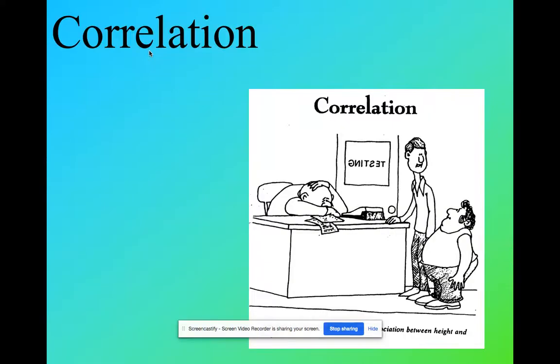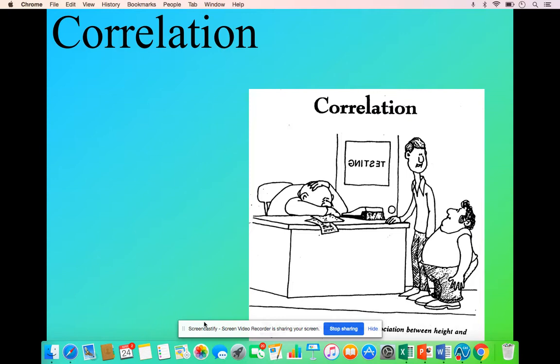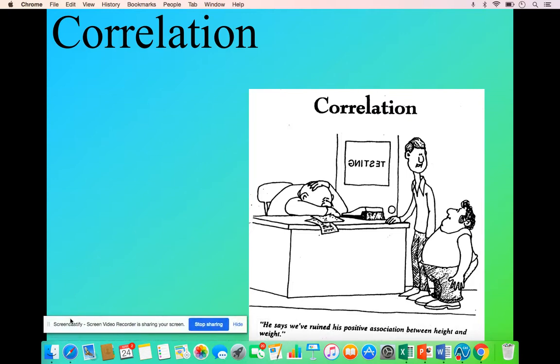Hey guys, today we're going to take a look at correlation, or the linear relationship between two variables. Let's start by looking at this cartoon with the angry statistician. He says we've ruined his positive association between height and weight. We're actually going to take a look at examples today, including height and weight examples, and we're going to look at a measurement for the correlation or association between two variables.